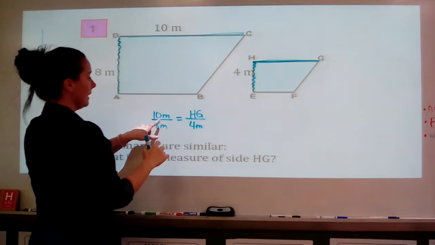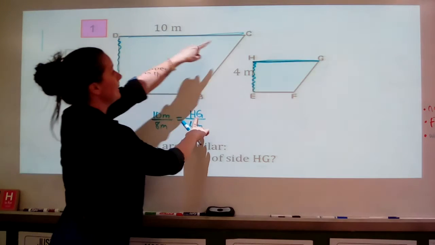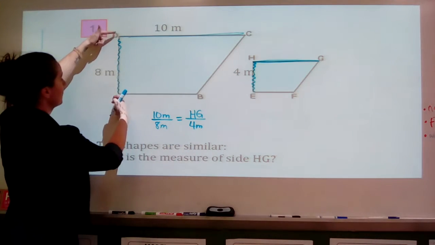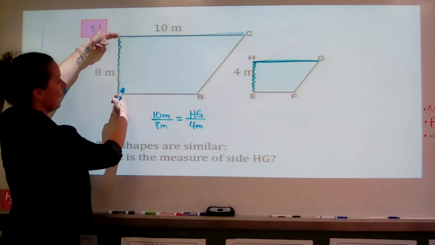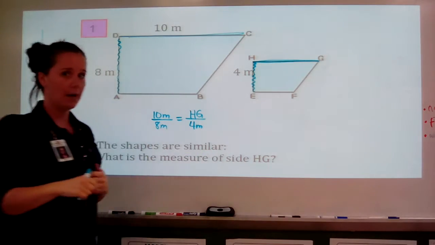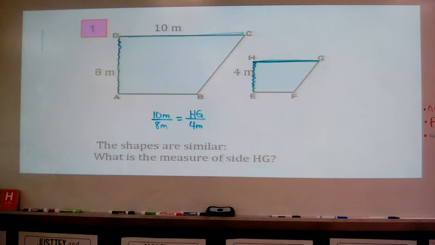So as you see, my corresponding sides DC and HG are both in the numerator, and the corresponding sides, which are DA and HE, are both in my denominator. At this point, you would then cross multiply 10 times 4 and divide by 8 to get the value of HG.